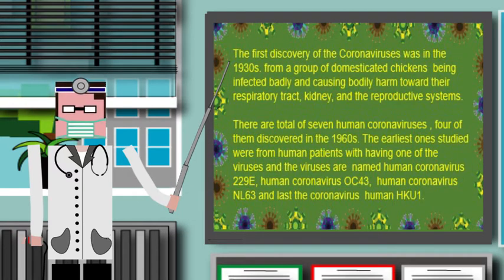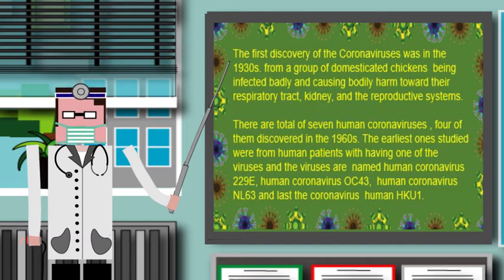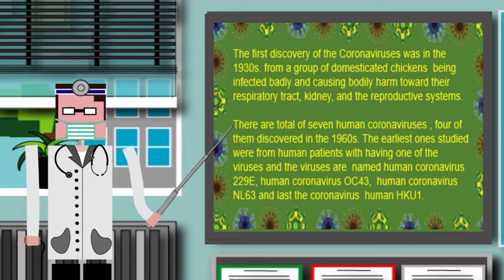The first discovery of the coronaviruses was in the 1930s, from a group of domesticated chickens being infected badly, causing bodily harm to the respiratory tract, kidneys, and reproductive systems. There are a total of 7 human coronaviruses, 4 of them discovered in the 1960s.